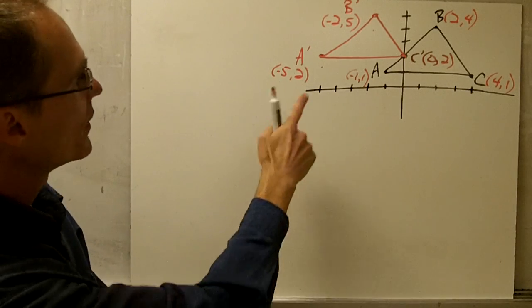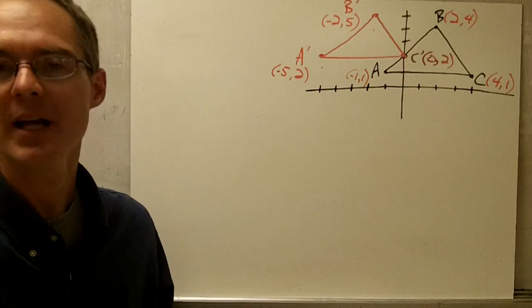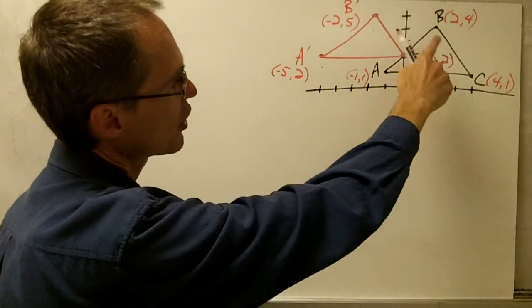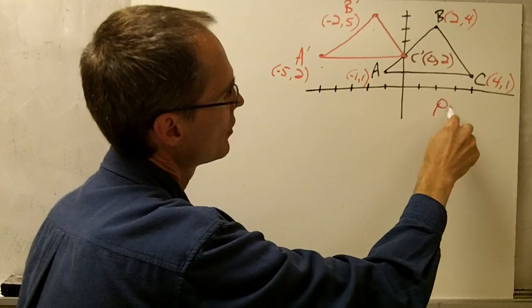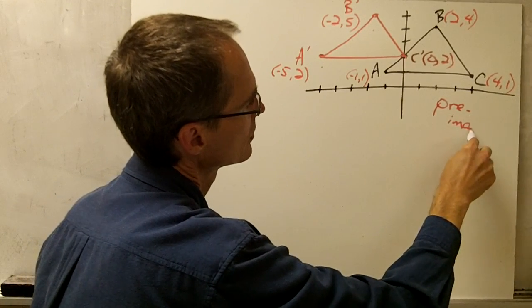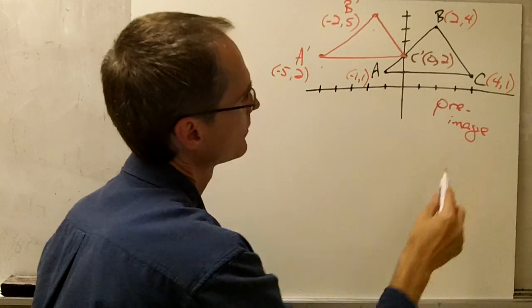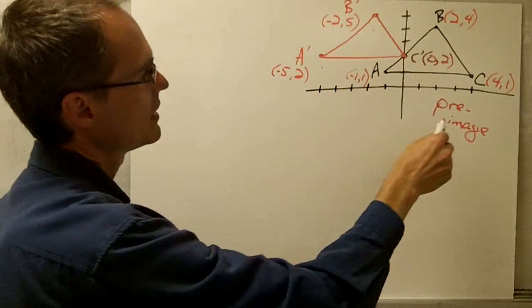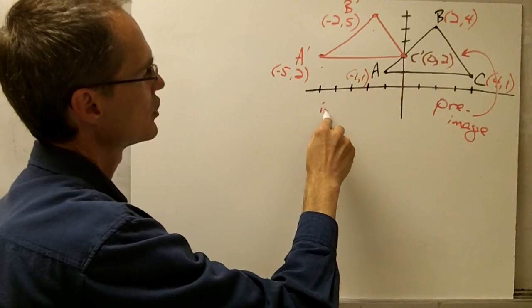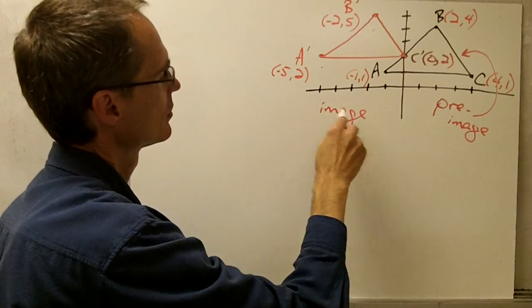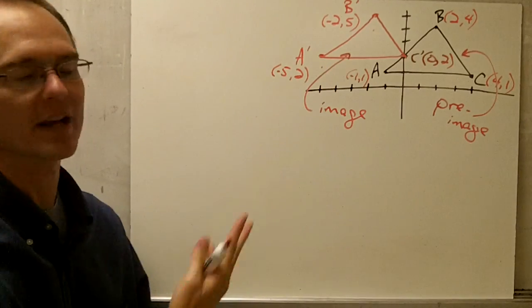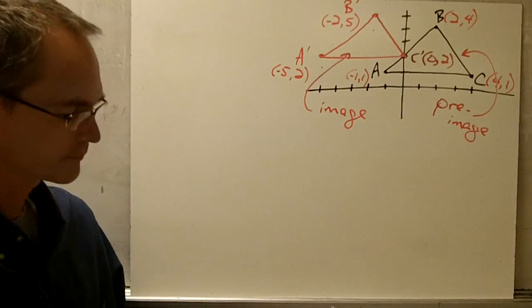Now, one particular kind of terminology that we use in transformations: the image that we start with is called the pre-image. And the image that we end up with is just called the image. So often you hear the two images referred to that way. That's just kind of a standard terminology.